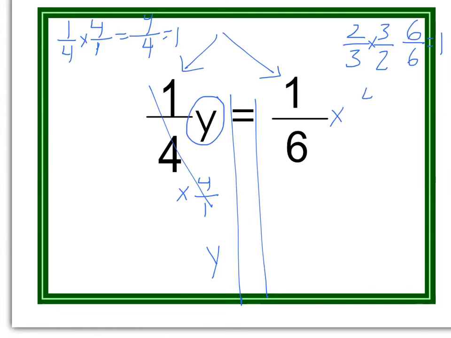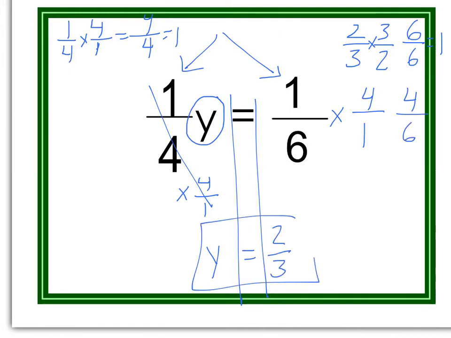Do the same thing to the other side. Multiply by 4 over 1. On the top I get 4. On the bottom I get 6. Divide by 2 to simplify. And I get y equals 2/3.